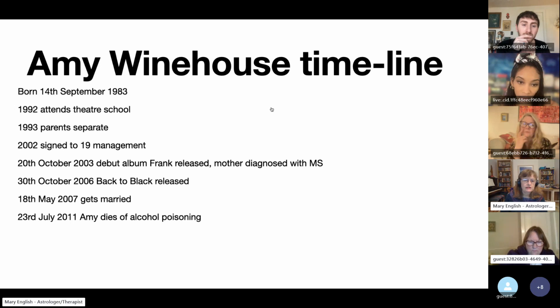So she's born on the 14th of September 1983. I've just put some key points of what happened in her life and when she did things. When we're going to look at certain charts, we're not looking at the very, very early ones, but if you're curious, you can create her chart on astro.com and you could go back to those other dates. But we're going to be looking at the dates that her albums were released, when she got married, and what led up to her death of alcohol poisoning.